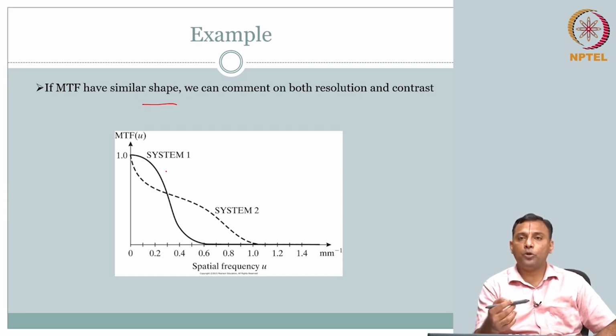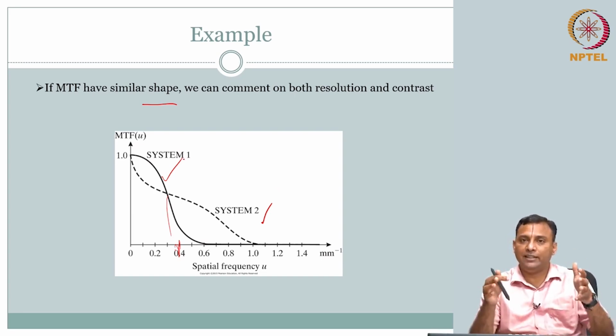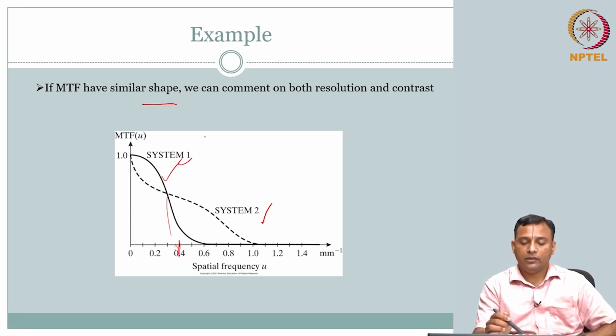That means depending on what you want. If I want high contrast, and I know the frequencies present in the object that I want to image are going to be somewhere less than this, I would rather go with system 1. I won't go with system 2. But if I have more frequencies in the object, then I might go with system 2. Of course, we'll have to look at what system 1 and system 2 are. These could be the same system physically, but one setting could be this and another setting could be that.